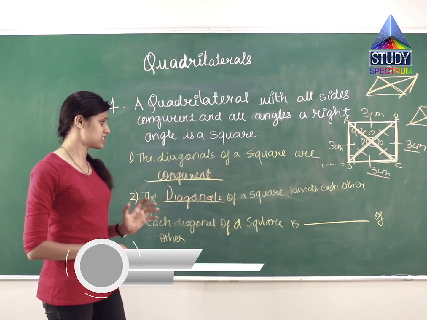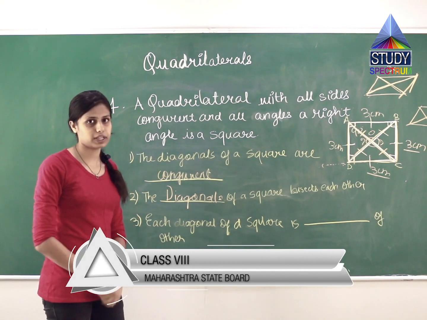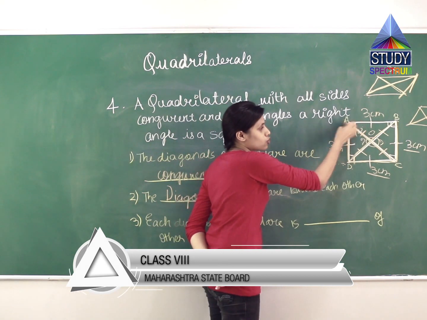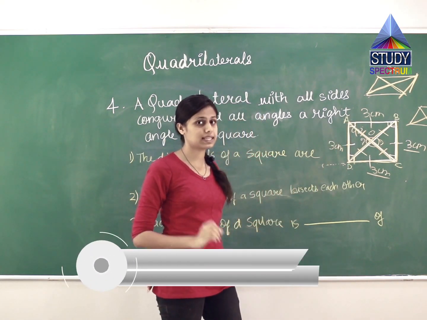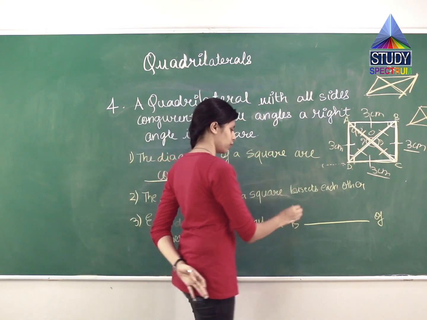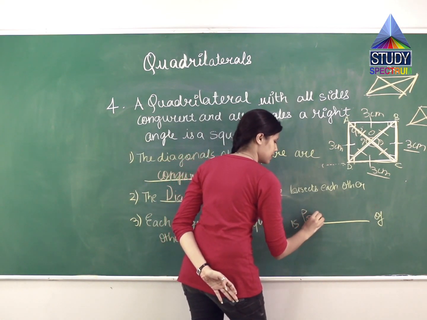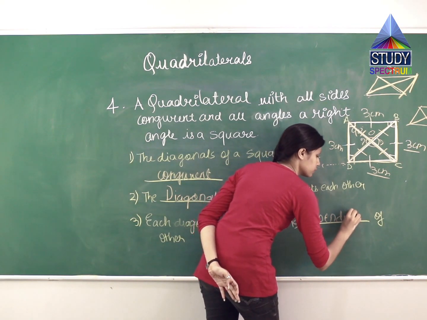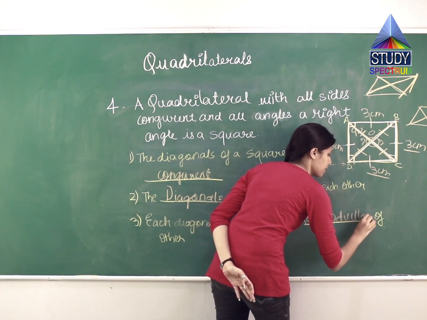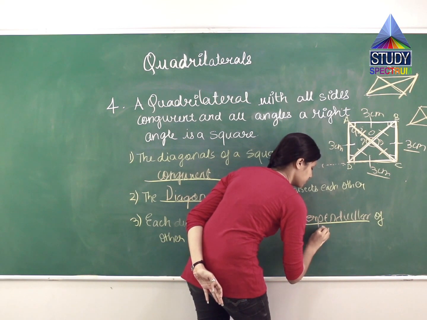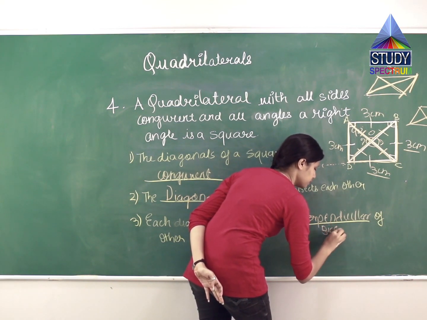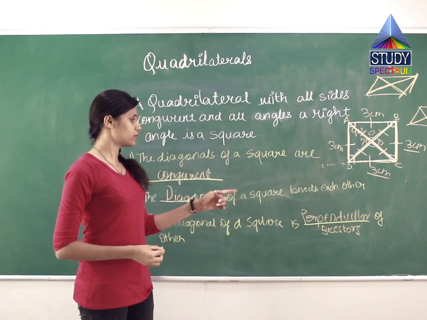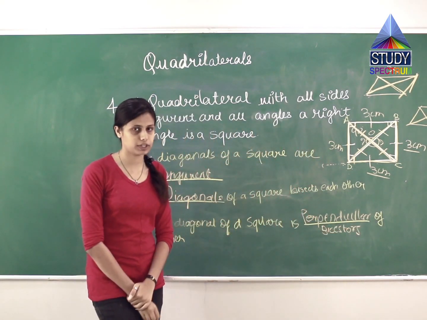Now the third question, each diagonal of a square is dash of each other. Look, they are bisectors, I agree, but they also meet at 90 degrees. So to be more precise, we can say they are the perpendicular bisectors of each other. So the answer is perpendicular bisectors. So the diagonals of the square are the perpendicular bisectors of each other.